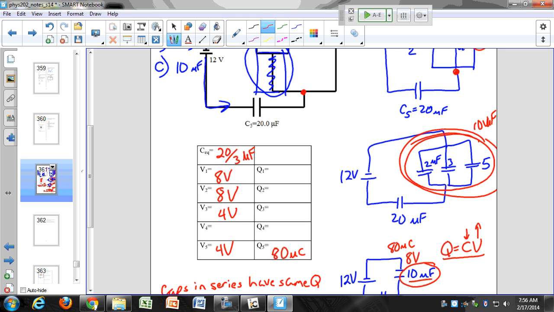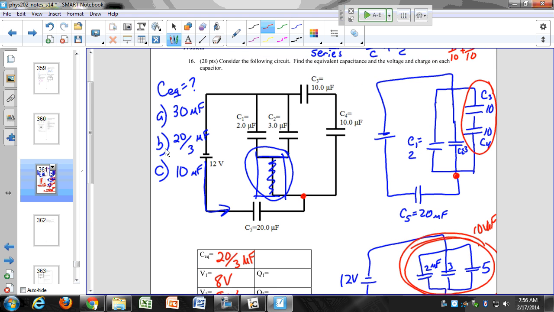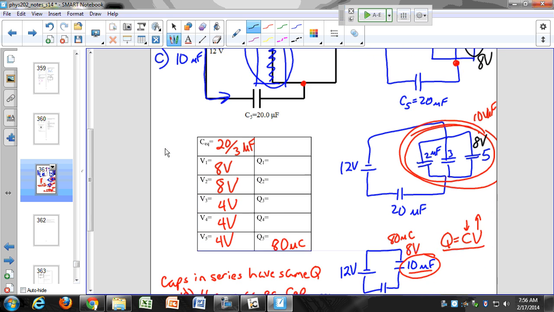And V4? All right. The reason that V3 and V4 are 4 volts is because these capacitors share 8 volts. Right, because this had 8 volts on it. Capacitors in series, the sum of their voltages equals the total voltage. And that's it. Then you go through, and here you know all the voltages, so you can figure out what all the Qs are. I'll leave that to do on your own.